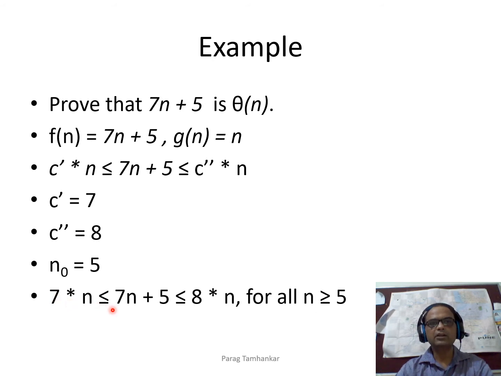7n is less than or equal to 7n plus 5 is less than or equal to 8n for all n greater than or equal to 5. If you substitute the values of n as 5, 6, 7, 8, whatever, this will always hold. We can prove that 7n plus 5 is big theta of n.